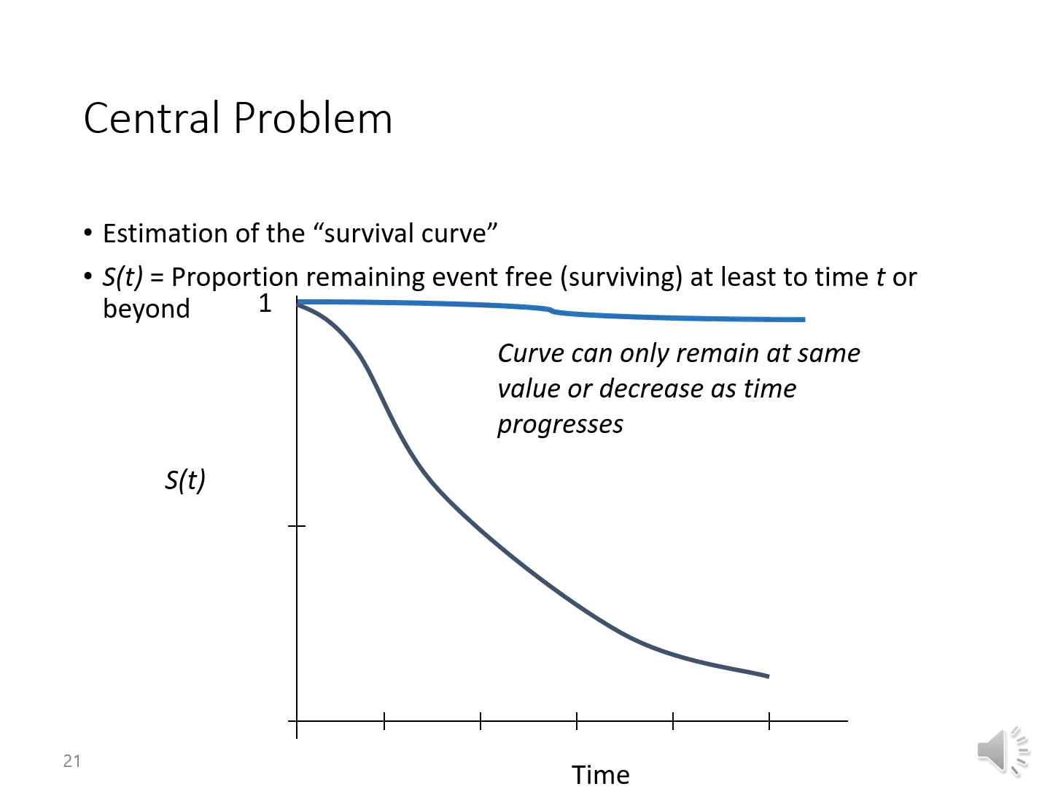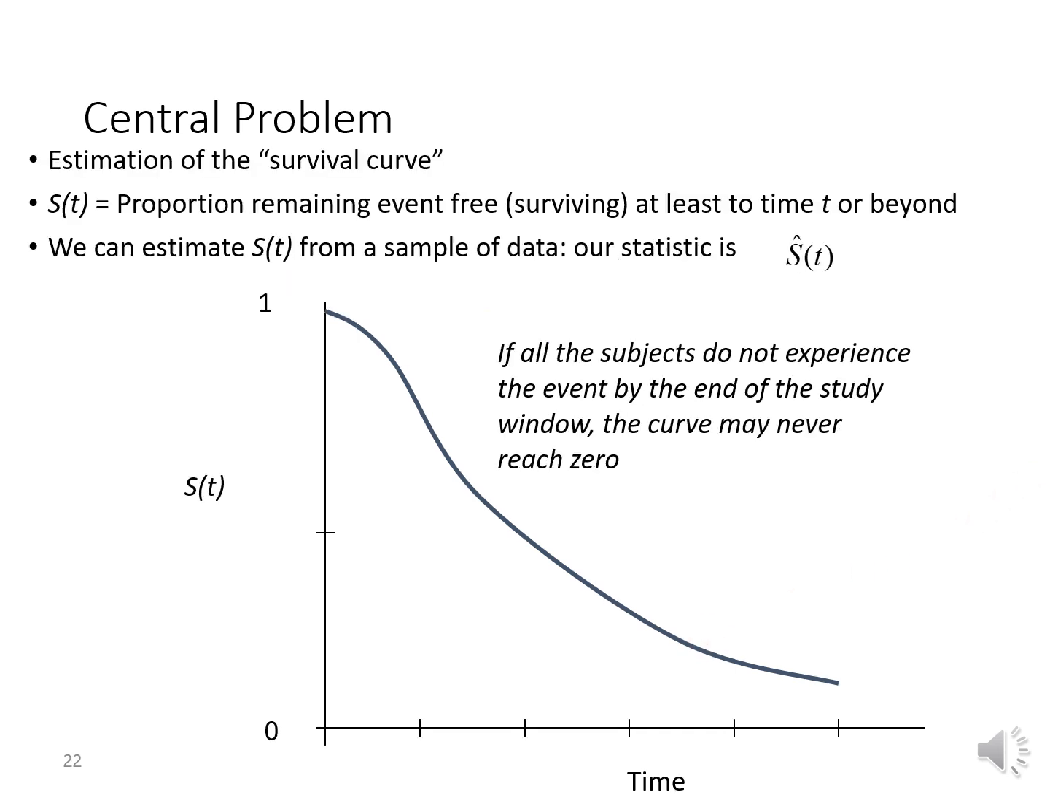The survival curve sometimes does not decrease. It might stay the same, or it might decrease, but it will never increase, because once an event occurs, that individual is no longer at risk. So the curve reflects a cumulative process over time. In many studies, the survival curve does not reach zero. This happens when not all participants experience the event during the study period. Some remain censored, meaning they are still event-free at the end of the follow-up.